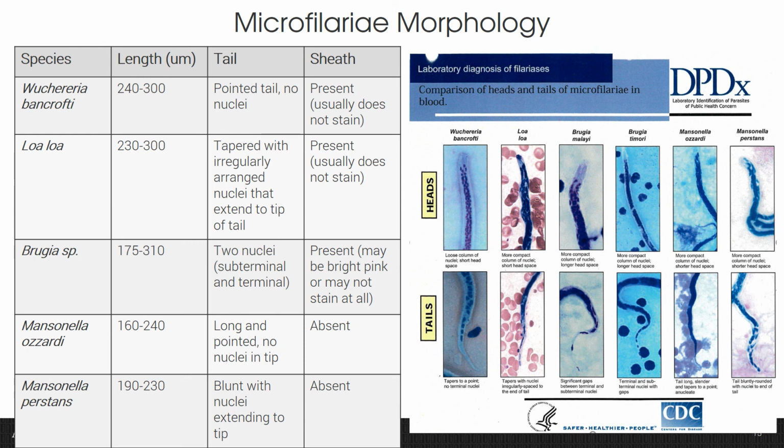Mansonella ozzardi is 160 to 240 microns. They have a long tail that is pointed with no nuclei at the tip. The sheath is always absent. Mansonella perstans is 190 to 230 microns. It has a blunt tail with nuclei extending all the way to the tip. The sheath is also absent.